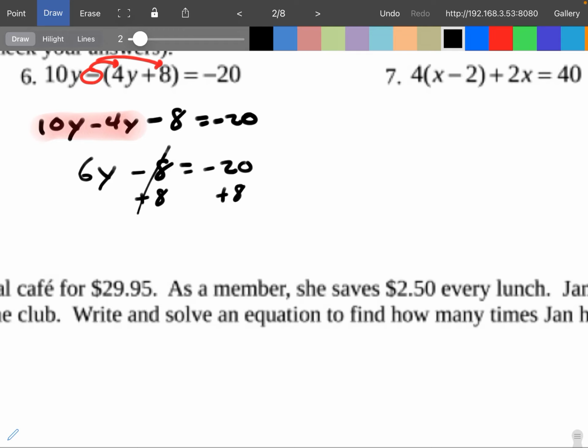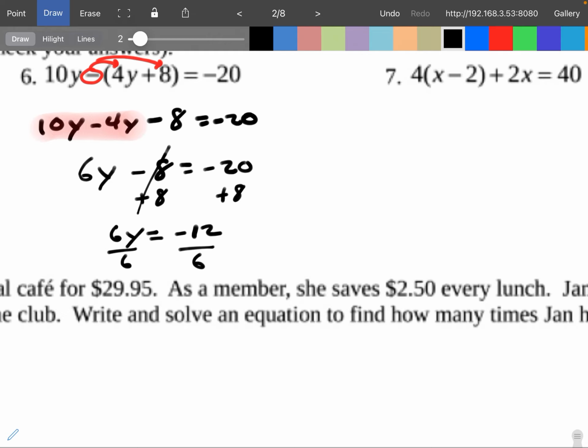Plus 8. Good. So add 8 on both sides. Those 8's cancel out, right? Negative 8 plus 8, that's 0. So now on the left-hand side, you just have 6y, and on the right-hand side, you have negative 20 plus 8, that's negative 12. And what do I do?